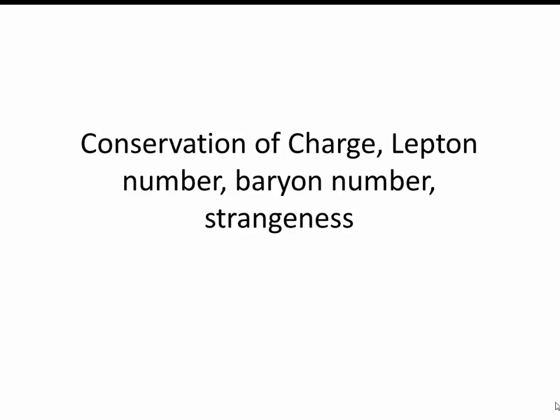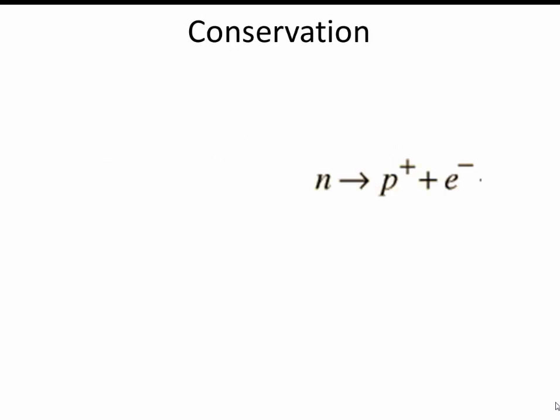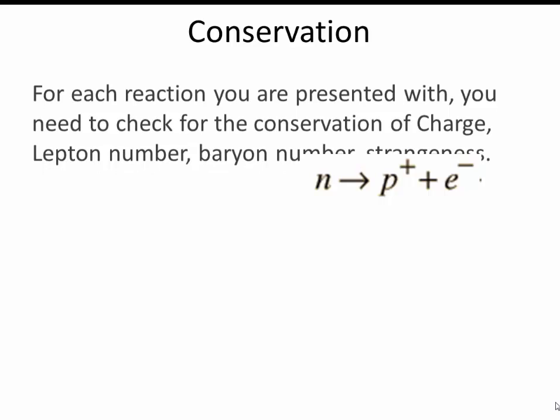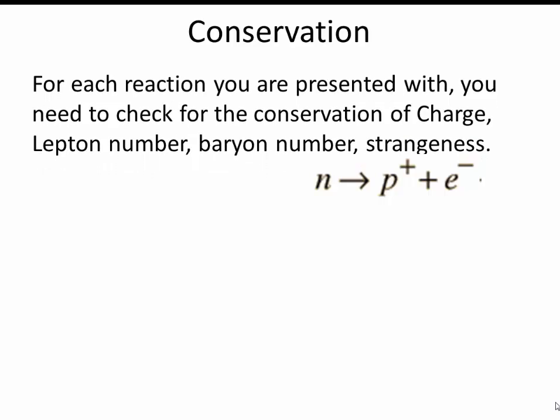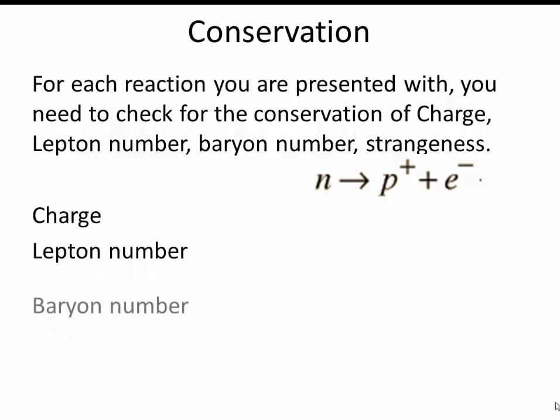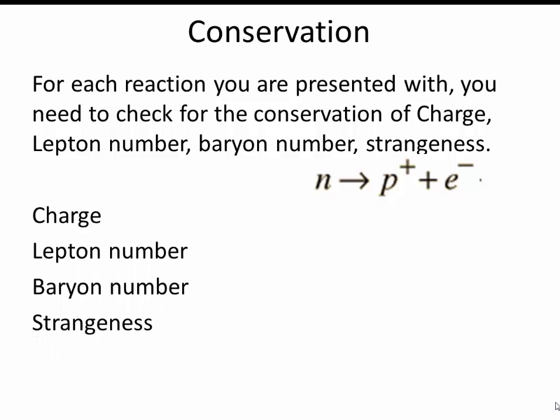You need to know of the conservation of charge, lepton number, baryon number, and strangeness. Okay, conservation means that what you start off with is what you end up with. Now, for each reaction you are presented with, you need to check for the conservation of charge, lepton number, baryon number, and strangeness. You will need the data booklet to help you do this. So remember: charge, lepton number, baryon number, and strangeness.